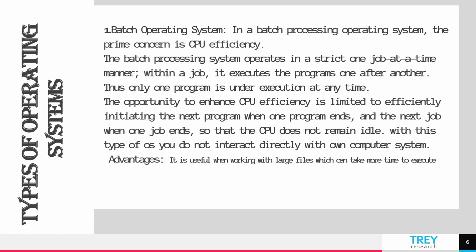In a batch processing operating system, the prime concern is the CPU, the central processing unit, efficiency. The batch processing system operates in a strict one job at a time manner. It executes the programs one after another, following that order. So when you open, maybe VLC here, for it to open those programs, they'll be processed in that order, starting with the first one, second one, and up to the last one. That's basically what this statement means here.